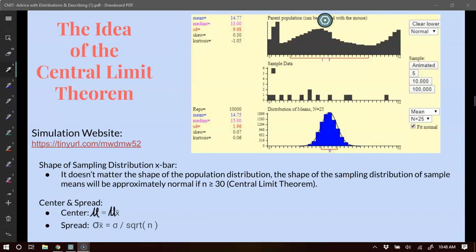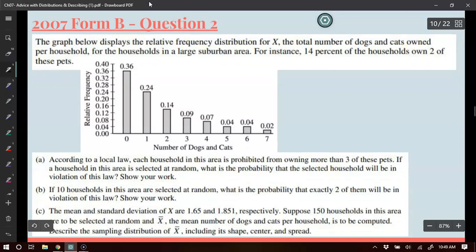The center, the population mean, is equal to the mean of the sampling distribution of x bar, and your sampling distribution spread is equal to your population standard deviation divided by the square root of n, and that's what's going to make it smaller. Formulas are on your formula sheet for it. And so if we take a look at that, here is a question from the 2007 test.